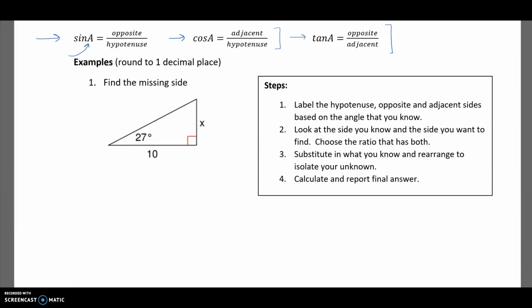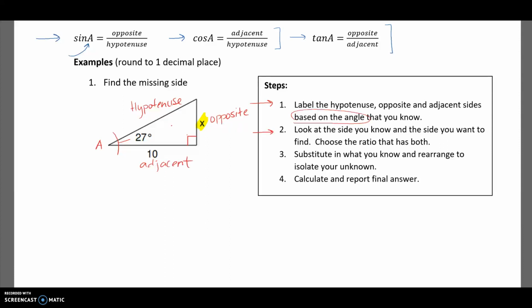Looking at the first question, we want to find the dimension of the missing side, or side x. Our first step is to label the hypotenuse, opposite, and adjacent sides, and we're going to label them based on the angle that we know. So we know this angle is 27 degrees. We can call it angle A for reference, which means the side across from that is my opposite side. The side across from my 90 degree is always my hypotenuse. And the side next to angle A is then my adjacent side.